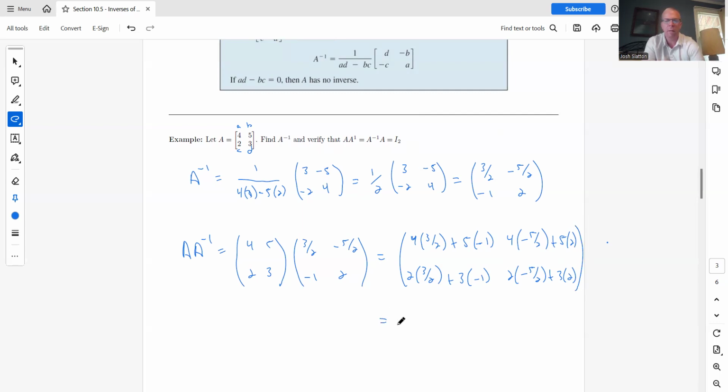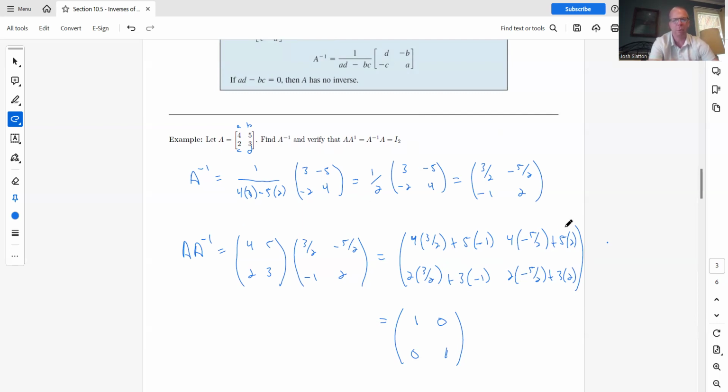And then let's simplify that. So 4 times 3/2, that would be 6, minus 5, so that'd be a 1. 4 times -5/2, that would be -10. -10 plus 10 is 0. 2 times 3/2 would be 3. 3 minus 3 is 0. And then 2 times -5/2 would be -5. -5 plus 6 would be 1. So that is indeed the identity. And so that means that A inverse is the inverse of A in this case. And I'll let you check the other way, but it should work out.